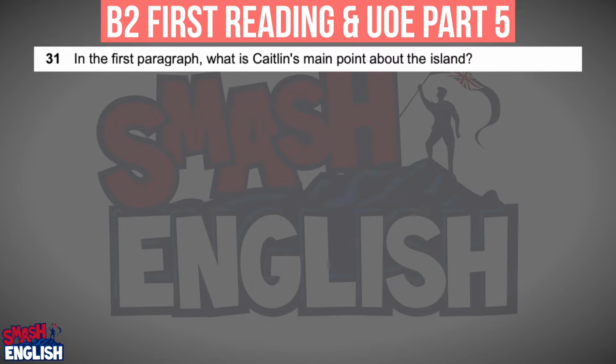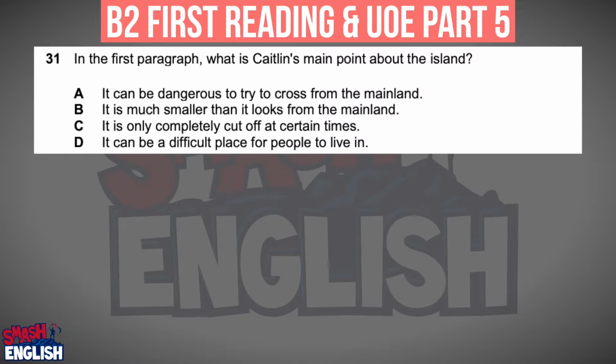Question 1, or 31, whatever, is, in the first paragraph, what is Caitlin's main point about the island? And here are the options, A, B, C, and D. Notice the question tells you the answer is in paragraph 1. So skim reading the entire text before answering this question is not going to help you, so don't do it. It's a waste of time.